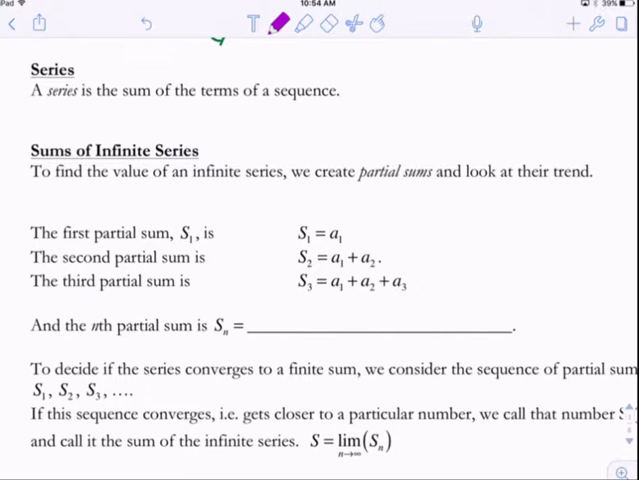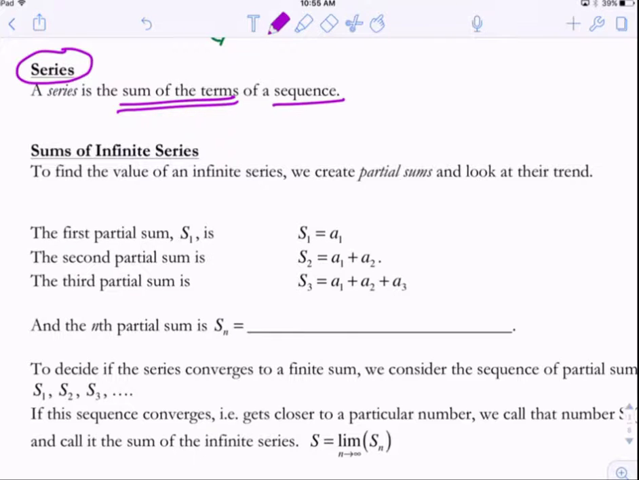All right, so let's talk about series. A series is when you have a sequence and you add up the terms. Add up all of them, some of them, that's all called a series. So in pre-calc, you probably dealt with finite series where you just added up some of the terms, right?